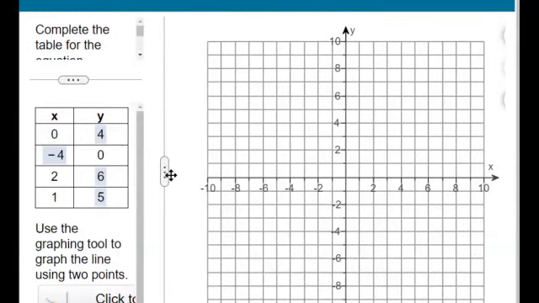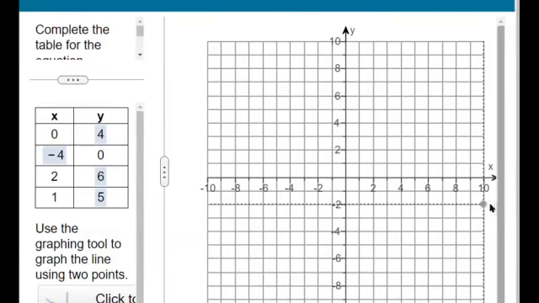Now they would like for me to graph it. I click anywhere on the graph, it brings up the toolbar at the bottom. You pick the line tool. Get in the habit of plotting your line using the intercepts. So I will click on the point 0, 4. That's this one. I will click on the point minus 4, 0.